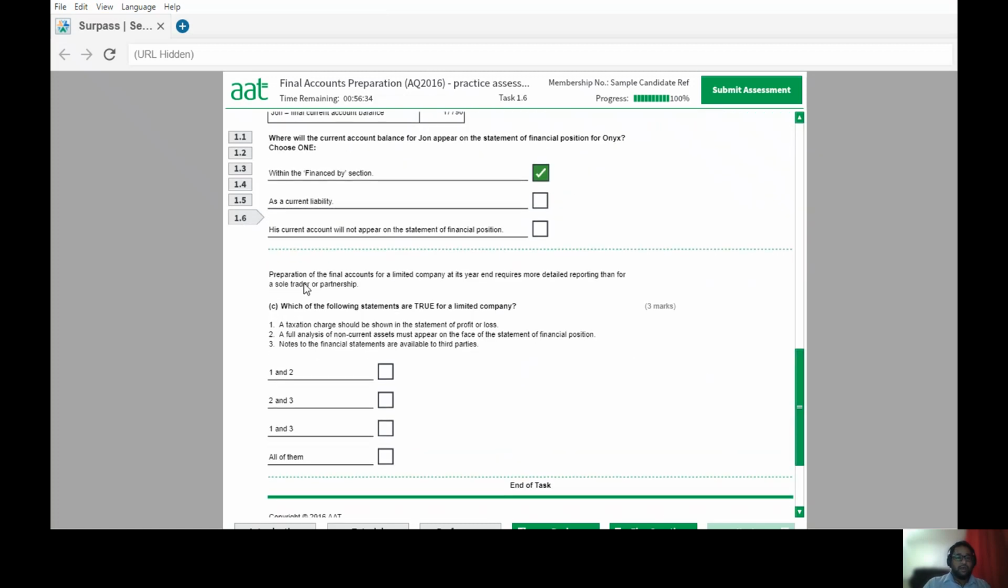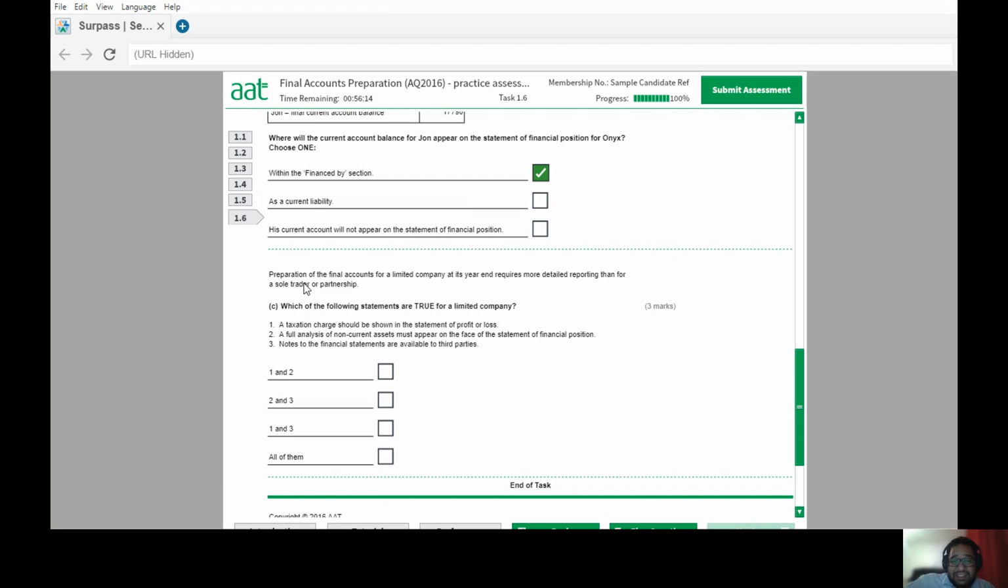They're saying here, preparation of the final accounts for a limited company at its year end requires more detailed reporting than that of a sole trader or partnership. Which one of the following statements are true for a limited company? A taxation charge should be shown in the statement of profit and loss. Of course, it has to be shown.